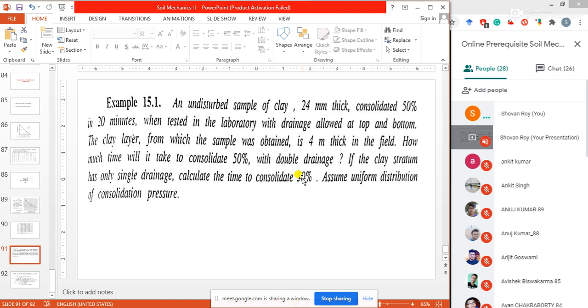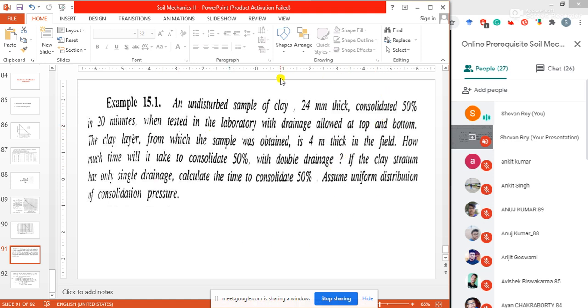So when single drainage, some phenomena is there. Now calculate the time of consolidation, 50%. Time of drainage is maximum. Suppose double drainage, your time needed is less. But when your drainage is single drainage, your time will be high, because you are allowing to drain the porous water from the soil.